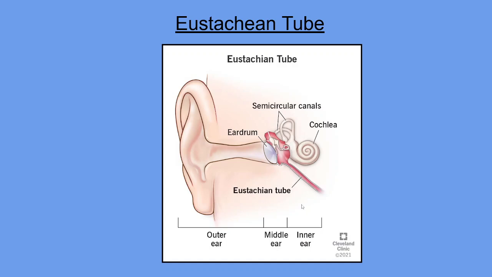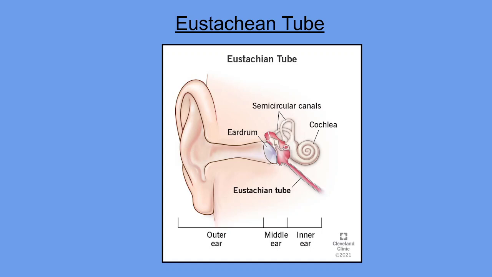The eustachian tube connects the middle ear to the nasopharynx, the upper part of the throat. Its main function is to equalize air pressure between the middle ear and the outside environment. This is essential for proper sound transmission and prevents discomfort or damage to the inner ear. The eustachian tubes have primarily three functions.